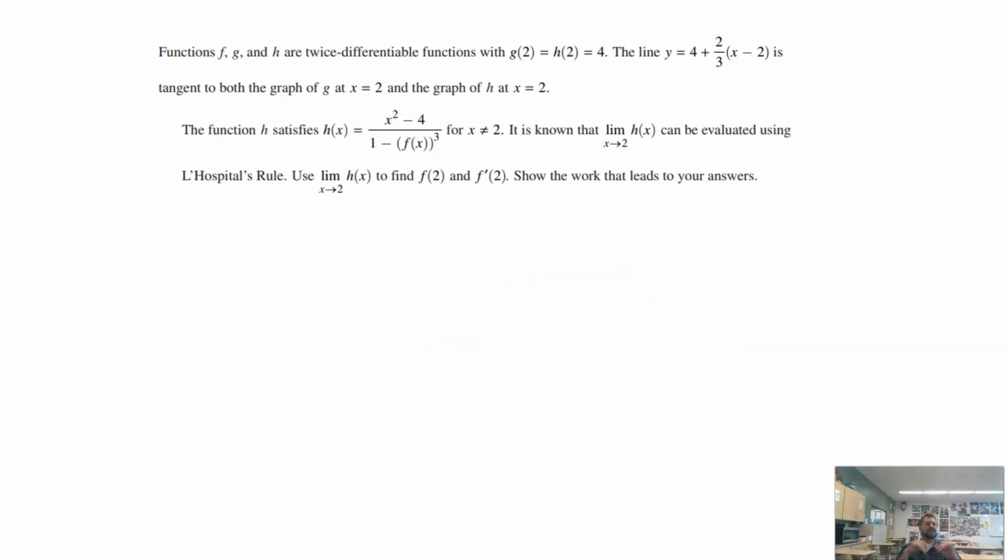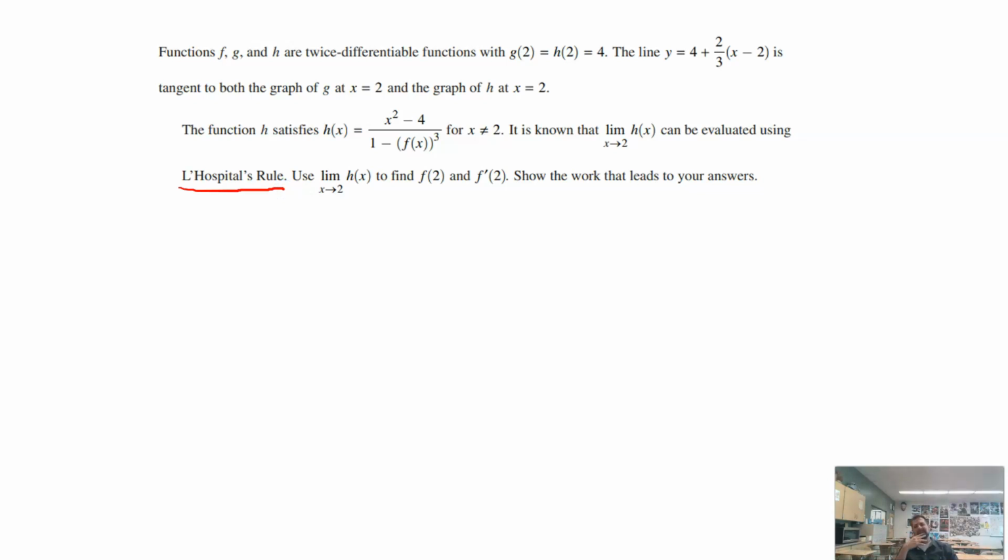Letter C says the function h satisfies h of x equals x squared minus 4 for when x does not equal 2. It is known that the limit as x approaches 2 of h of x can be evaluated using L'Hopital's rule. Okay, use the limit as x approaches 2 of h of x to find f of 2 and f prime of 2 and show the work that leads to your answers. Well, the key here is that L'Hopital's rule is going to work. Without that, this problem is almost impossible.